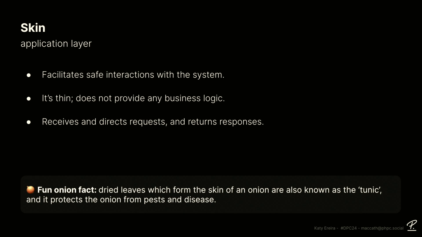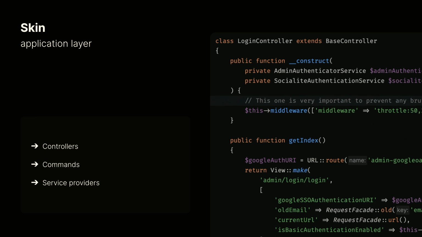And the outside skin of an onion is actually called a tunic. Things that we might find in this layer in our actual application are controllers, commands, and service providers. They're the parts of our system that orchestrate things, that put things together, but don't actually contain any business logic themselves.